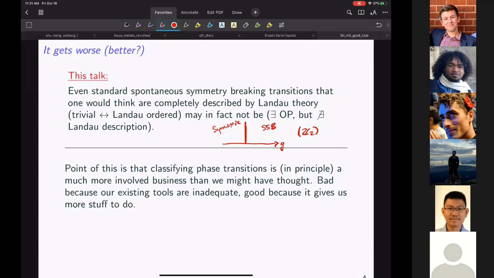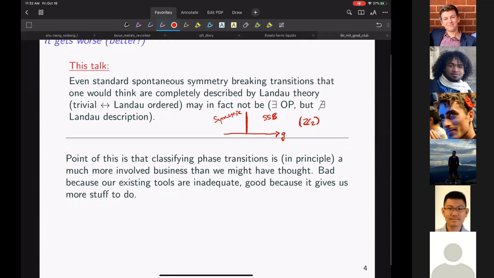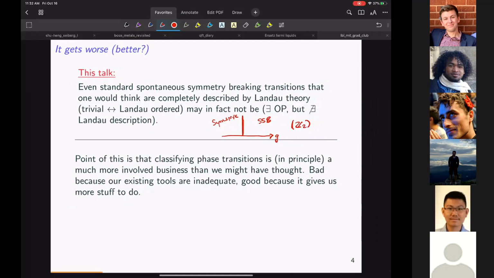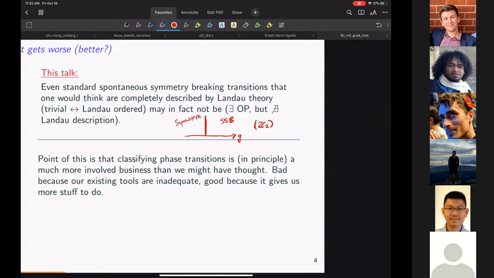And so the moral of the story here is that on one hand, this might be a bad thing because it tells you that we don't understand second order phase transitions as well as we thought. On the other hand, it's interesting because it gives us lots of cool stuff to think about. Right? So okay, let's go. Now I'm going to talk about one example of such a phase transition.